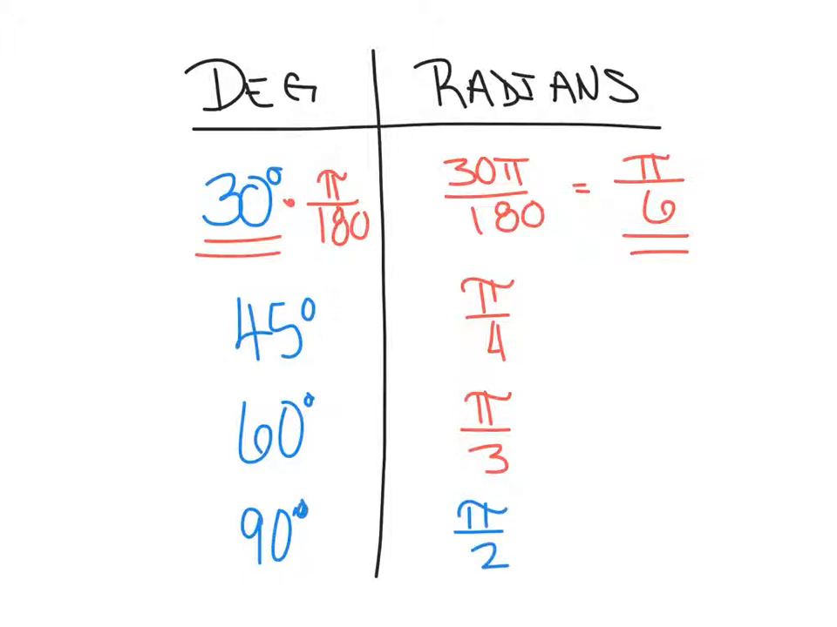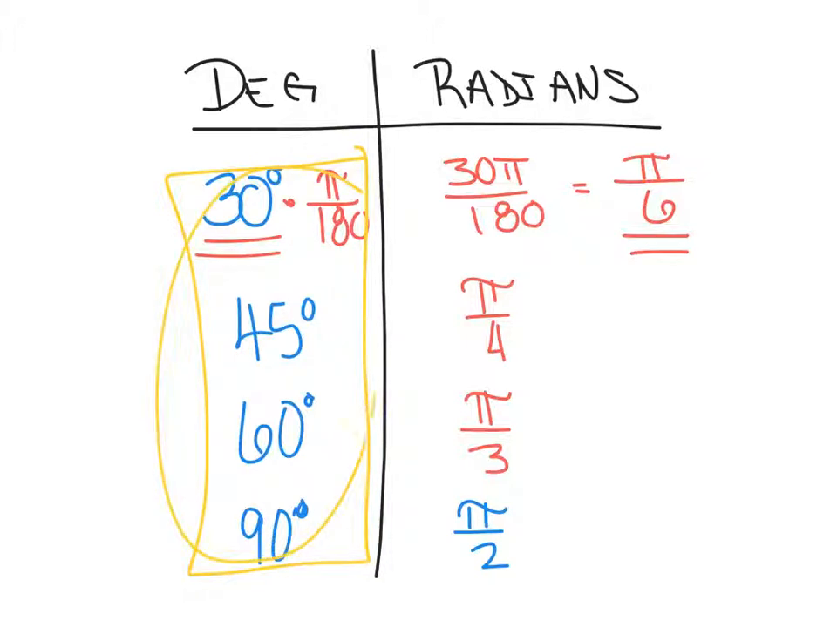And what's so nice is once you've gotten these 4 angles down pat, every other angle in that unit circle is a multiple of one of these 4, and you could build off of that and cheat a little bit.